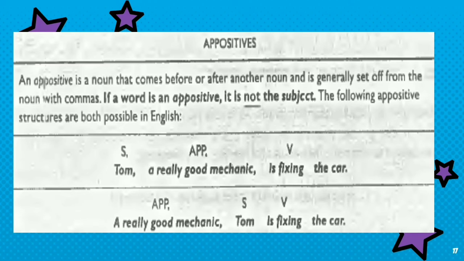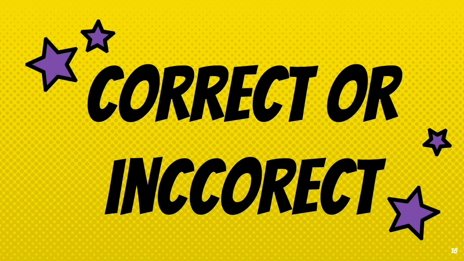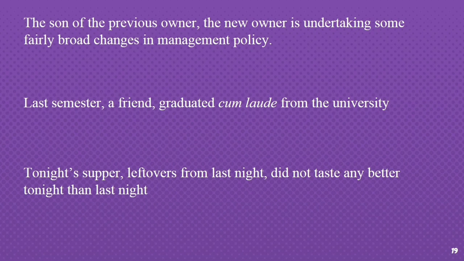Okay, I have some examples. Let's analyze whether the sentences are correct or incorrect. Number 1. The son of the previous owner, the new owner is undertaking some very broad changes in management policy. Please analyze. Is there any subject? Yes, the new owner is the subject. And is there any verb? Yes, is undertaking. That's the verb. Therefore, the sentence is correct.